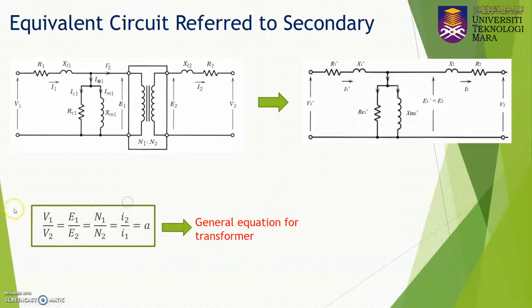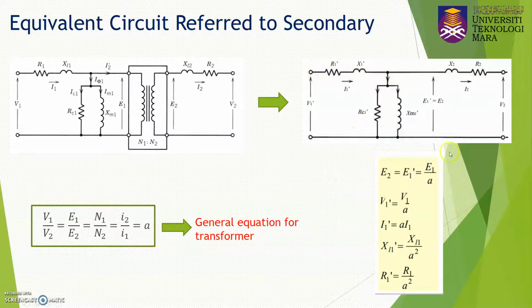You can just refer to the general equation of the transformer. Based on the general equation, you can come out with these equations. In this case, E2 will be equal to E1 prime, so E2 will be equal to E1 divided by A. For V1 prime, because you refer V1 to the secondary side, it is equal to V2, so V1 divided by A. And then for I1 prime, you refer I1 to the secondary side, so I1 prime is equal to I2, which is equal to A multiplied with I1.